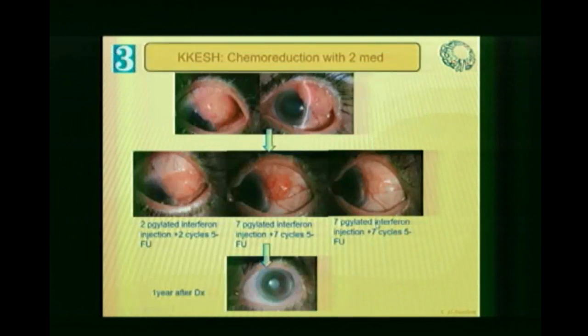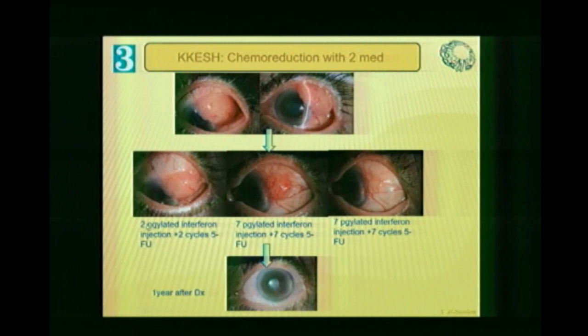Chemoreduction also can be used in large tumors. Not only one medication, we can use 2, especially in a very thick one, and in patients that you may not expect to be cleared for surgery soon, to speed up the resolution.